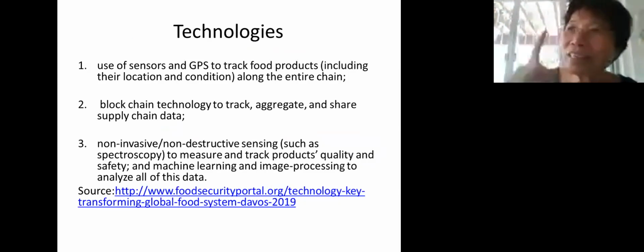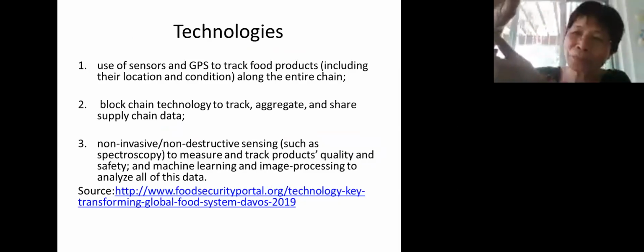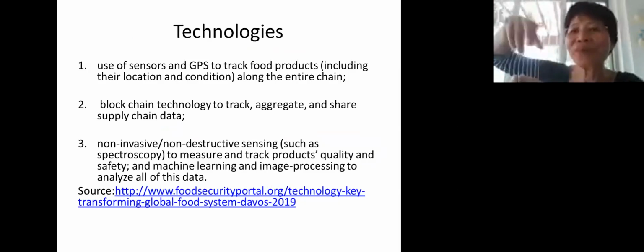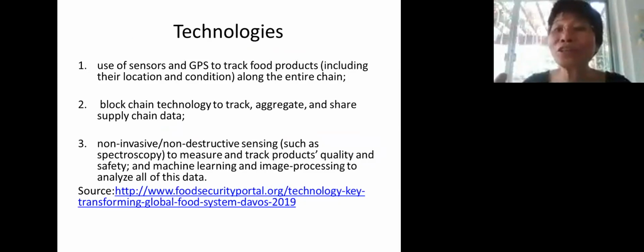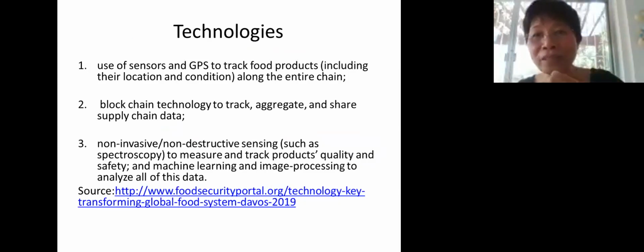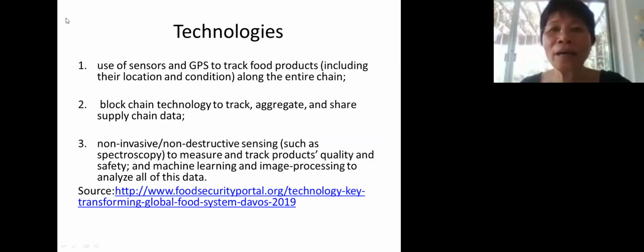I know it is being done on wild animals. They put a chip on their feet so that they can track where they fly, where they get food, and so forth. And they can monitor it. So this GPS monitors, meaning to say, they track where the food is going using sensors and GPS.